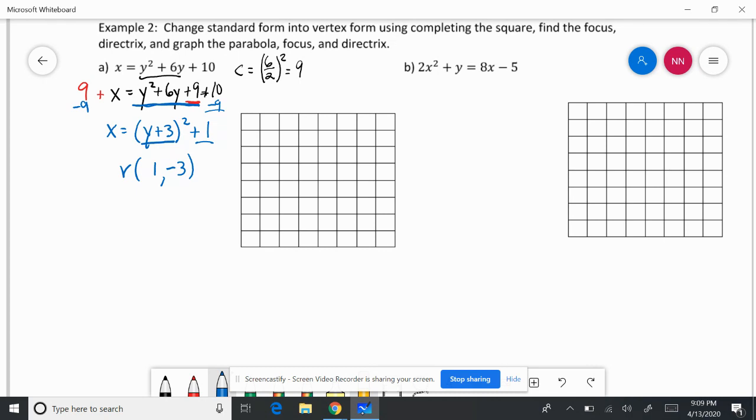Now, whenever we have a parabola where it's x equals, it's either going to go to the right or to the left. Because my a value is positive, it's going to go to the right. So I'm going to put my vertex a little bit more in the center of the graph. So I have 1, -3.